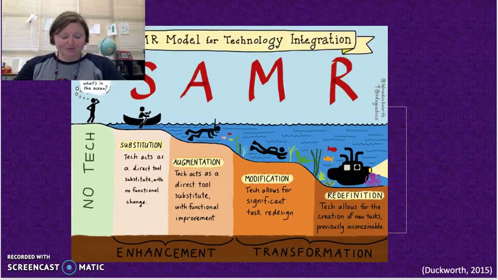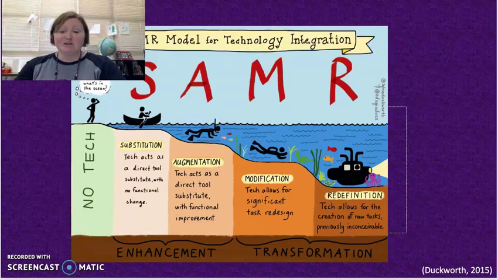The SAMR model was invented by Dr. Ruben Puentedura, and it provides a framework for teachers to improve the integration of emerging technologies into their daily lessons. The acronym SAMR, as you can see on this graphic, stands for substitution, augmentation, modification, and redefinition.